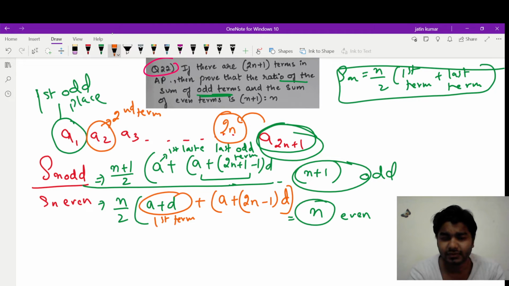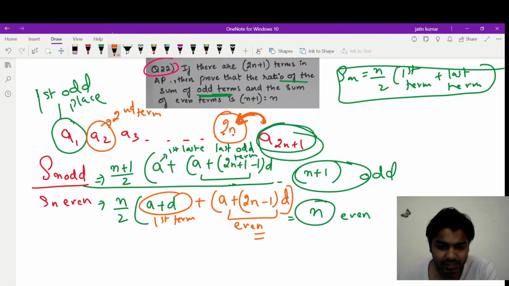Okay, suppose I have 7 odd numbers, so the last even number will be 7 minus 1, that is 6. So here also we have total 2n plus 1 terms. And the 2n plus 1th term will be an odd term, and the last even term will be 2n, that is 2n plus 1 minus 1. The preceding term of the last will be our last term of even place. I hope you have got it.